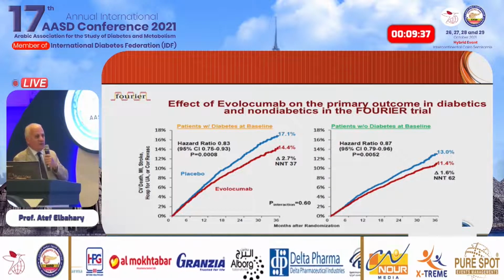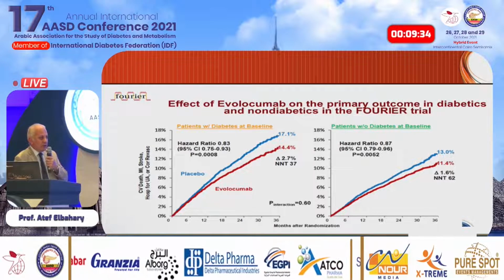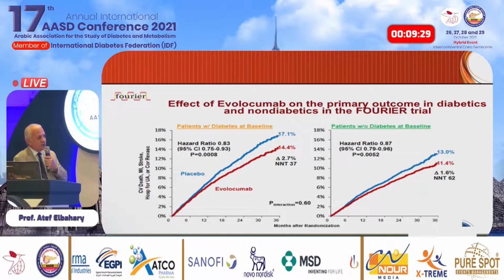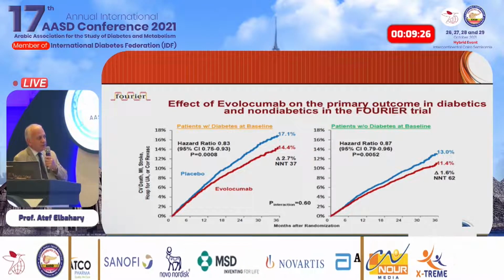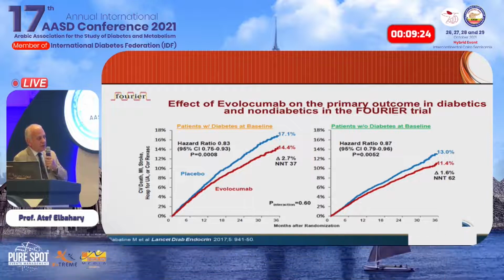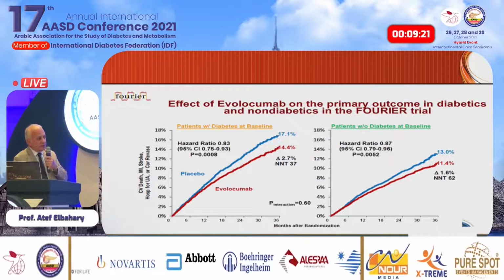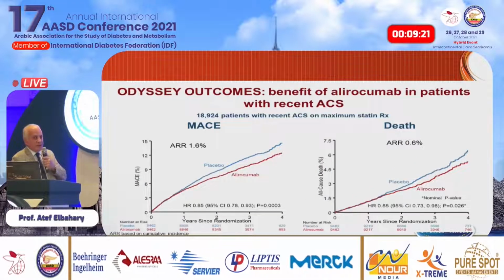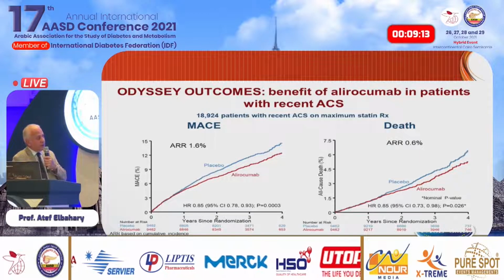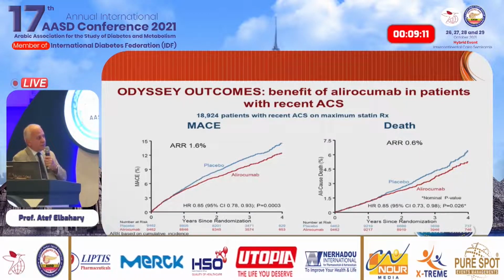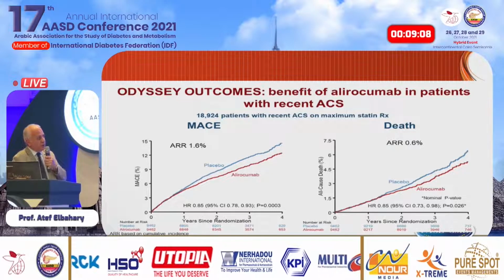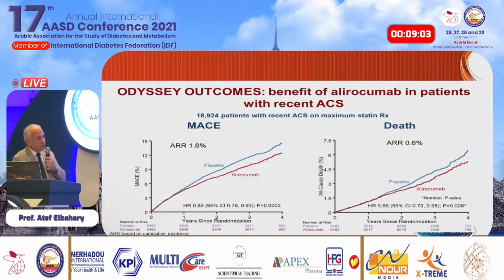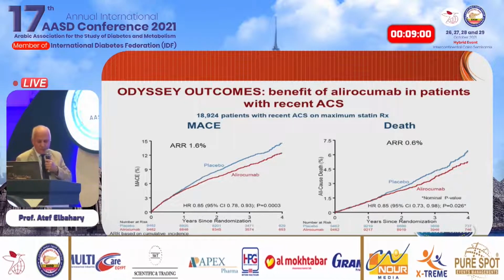It means that evolocumab as a Pcsk9 inhibitor has a larger effect on diabetic patients compared to patients without diabetes, because here the number needed to treat is 62, and the relative risk reduction is 1.6%. In the ODYSSEY Outcomes, this is another trial using a Pcsk9 inhibitor, benefit in patients with recent acute coronary syndrome, reducing the MACE by 15% and the death by 0.6 absolute risk reduction, as we see.